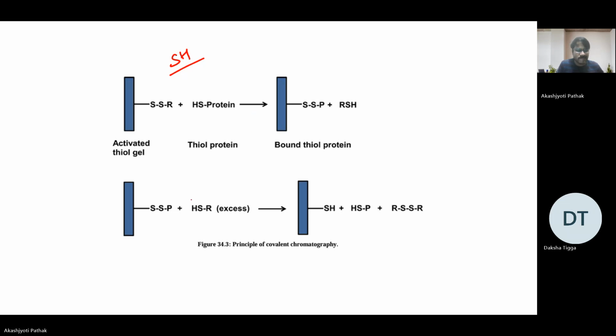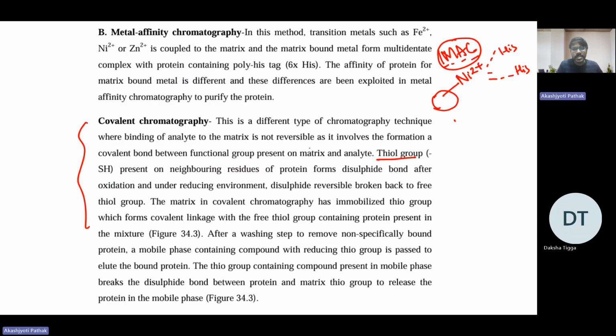If you read this, the binding of the analyte to the matrix is not reversible. So this is covalent chromatography. It involves the formation of a covalent bond between the functional group present on the matrix and the analyte. The thiol groups SH present on neighboring residues of proteins form disulfide bonds after oxidation, and under a reducing environment, your cysteine exists as SH in the reduced form, but in the oxidized form, this hydrogen will get oxidized and you will have this disulfide bond formed.